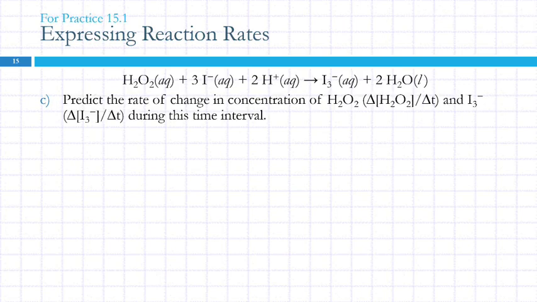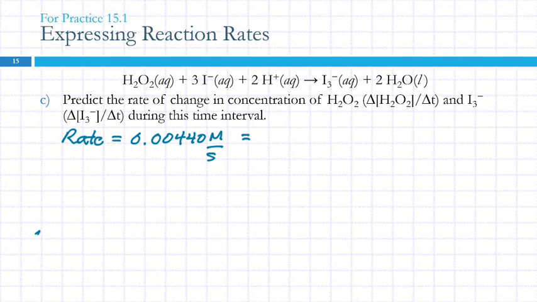Okay. Predict the rate of change in concentration of H2O2 and I3 minus during this time interval. So again, they're saying change in concentration. The change in concentration is that big messy thing, delta H2O2 over delta T. So this is very similar to the previous question. We know what our rate is, 0.00440. And now we want to express it in terms of H2O2 instead of the other ones.